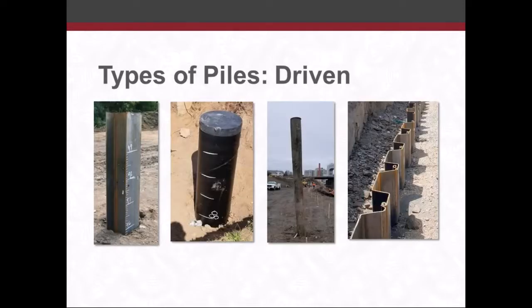So there's a few types of driven piles that we'll talk about. The photo on the left, that's an H pile, a steel H pile. The second photo in, that's a steel pipe pile. And sometimes the pipe piles are filled with concrete or water. Sometimes they're not filled at all, depending on the specification. But it's important to note that in both piles, you'll see markings on the piles. And I'll talk a lot through the presentation about the blow counts.